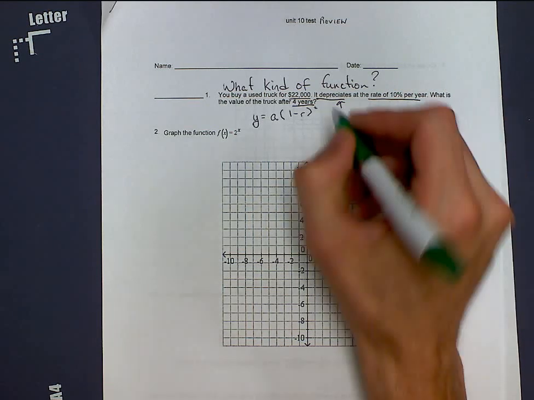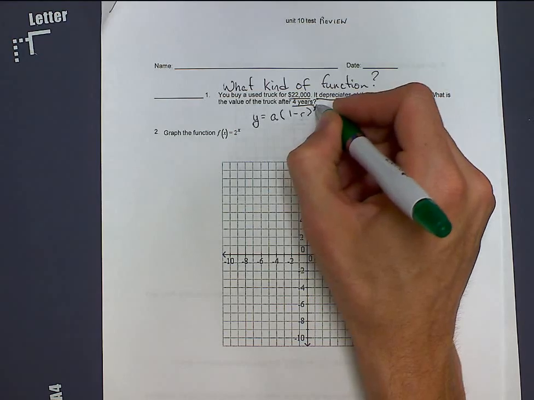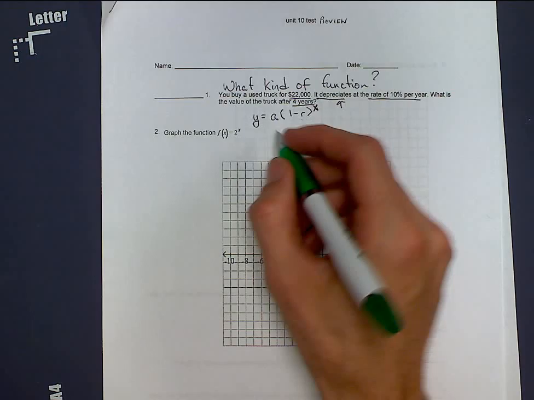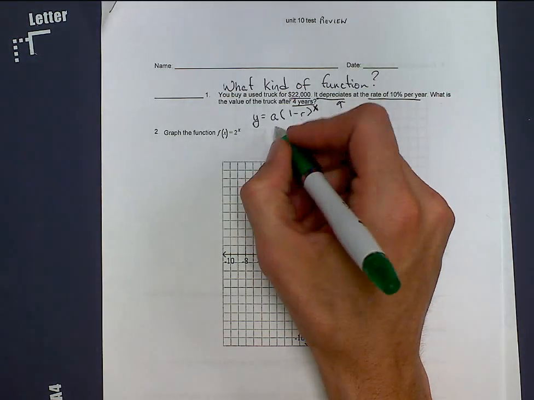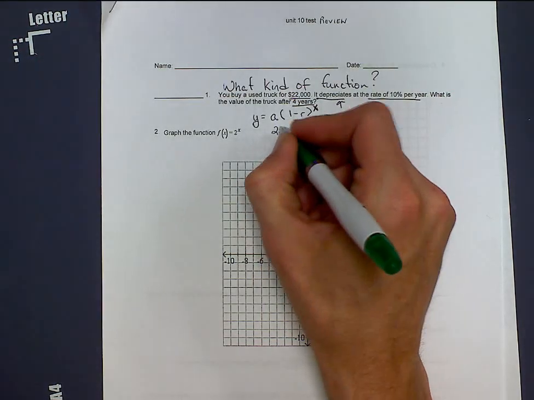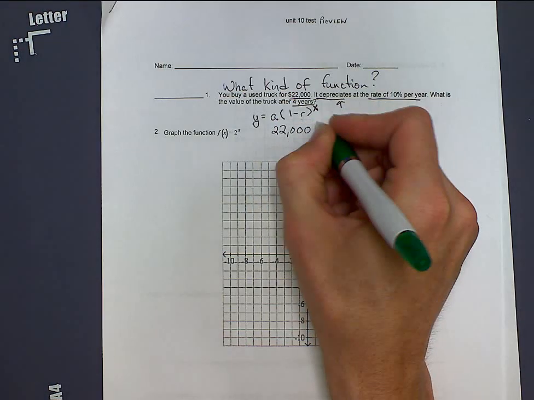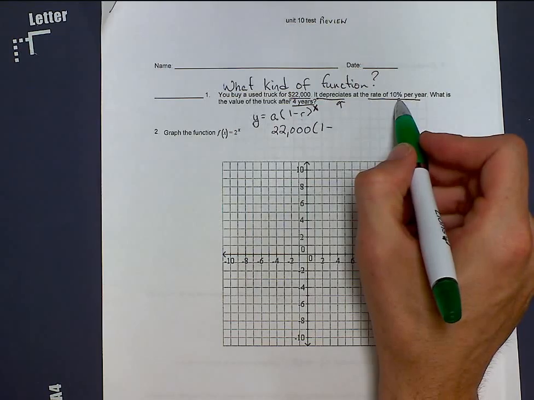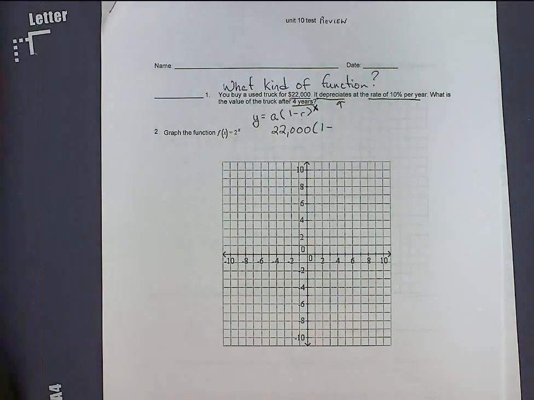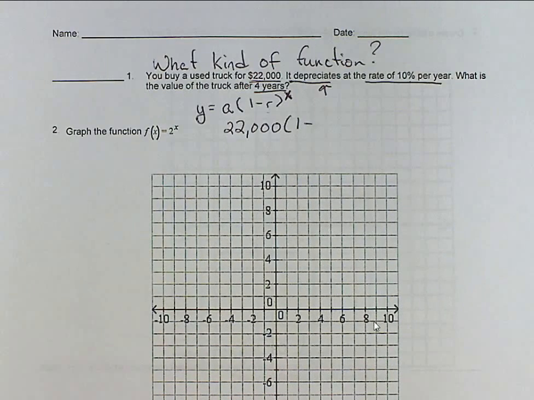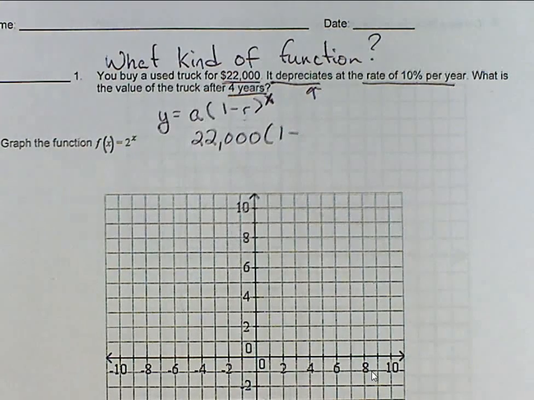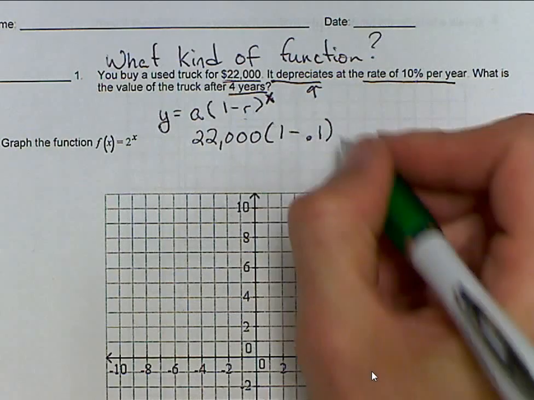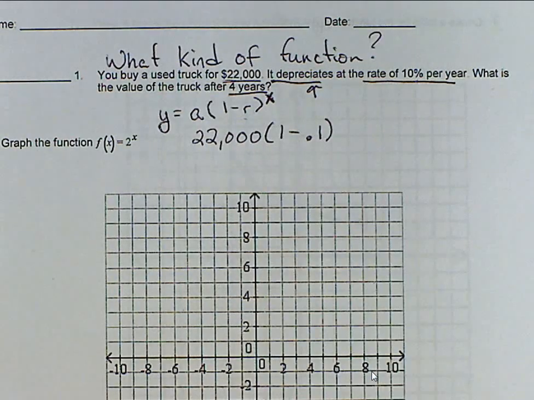Yeah, x is going to be the time up here. You can put an x or a t. What is the starting amount that we have? 22,000 times 1 minus, and then I've got to change this percentage to a decimal. 0.1. I'll zoom in so that y'all can see. 1 minus 0.1 raised to how many? Raised to the power of 4.